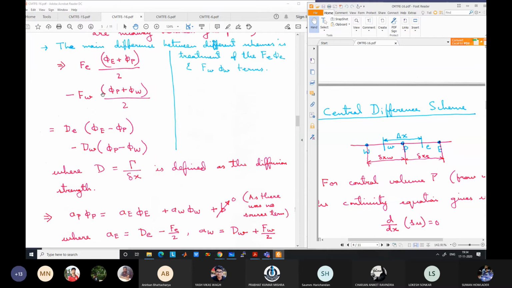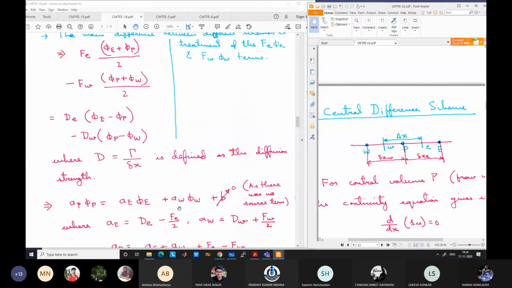So based on this, we can just write the discretized equation as AP phi_P equal to AE phi_E plus AW phi_W. There is no B term here as there was no source term. If there was a source term, it would have manifested as this B term. Because there is no source term, no such term is present. So we are just left with AP phi_P is equal to the summation of A_nb phi_nb, which for this 1D problem is AE phi_E plus AW phi_W. So how has this been derived? Basically, you accumulate all the terms which have phi_P, all the terms which have phi_E, and all the terms which have phi_W.